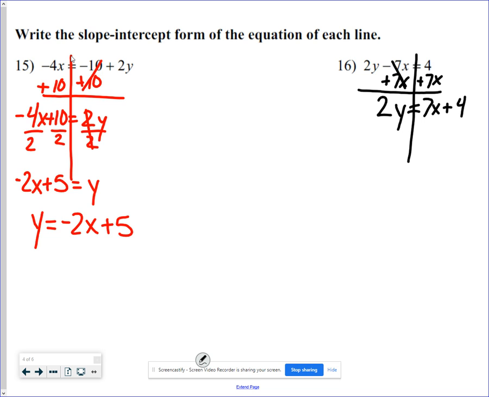And again, I also don't want 2y, I just want y. So we're going to divide, divide, divide. And we're not going to freak out about fractions because that's 7 over 2, that's the slope. We know that we get fractions for slope all the time. And we'll have a plus 2 at the end.